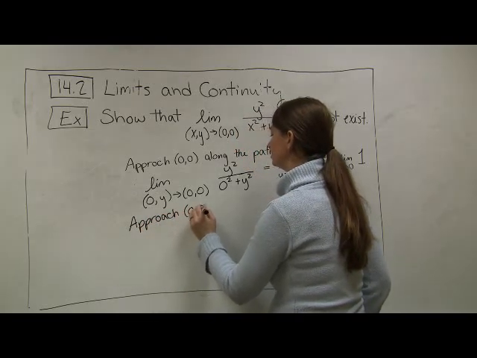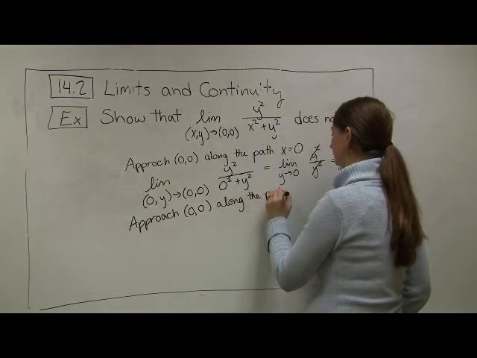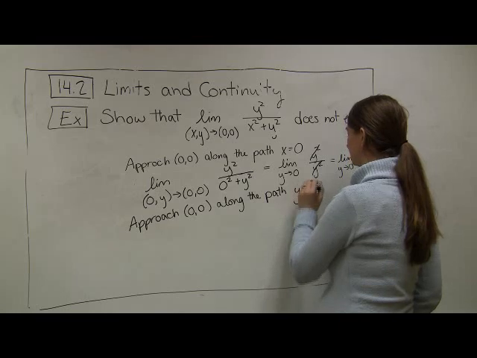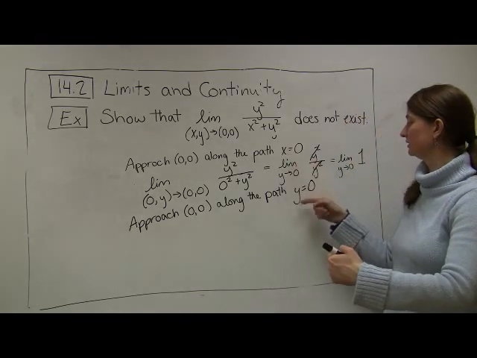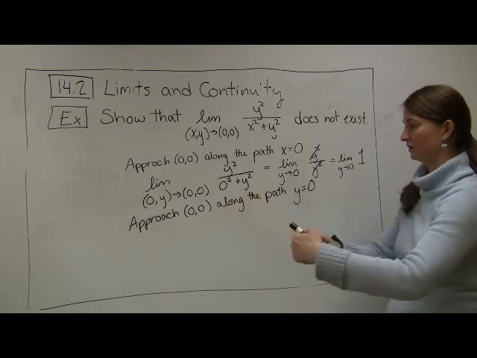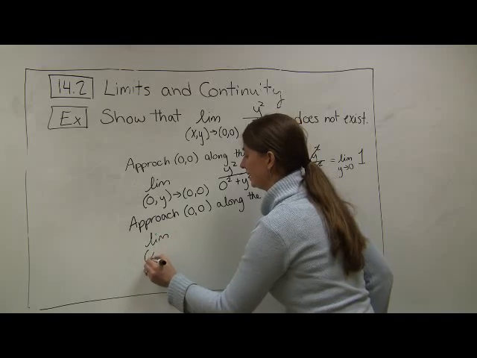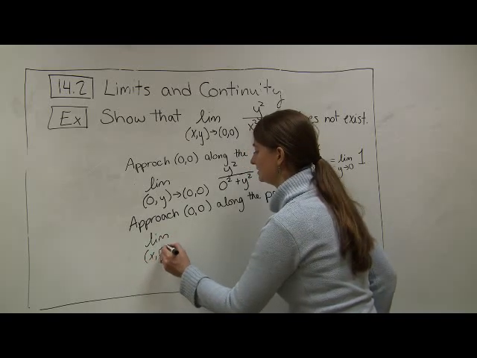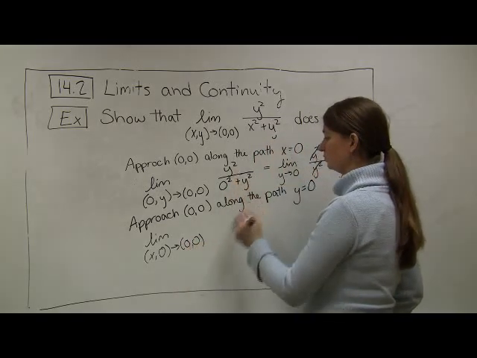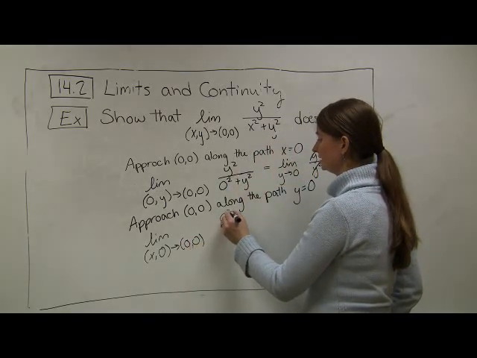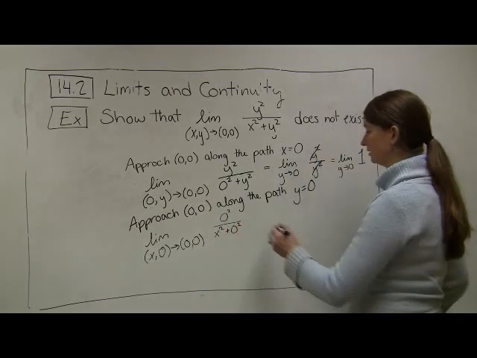So now I'm going to approach 0, 0 along the path y equals 0. So rather than heading at it with all of our x's exactly equal to 0, I'm now going to head at this point with all of my y's equal to 0. Algebraically, this is the limit as (x, 0) approaches (0, 0). And that's going to be setting my y's equal to 0: 0 squared divided by x squared plus 0 squared.